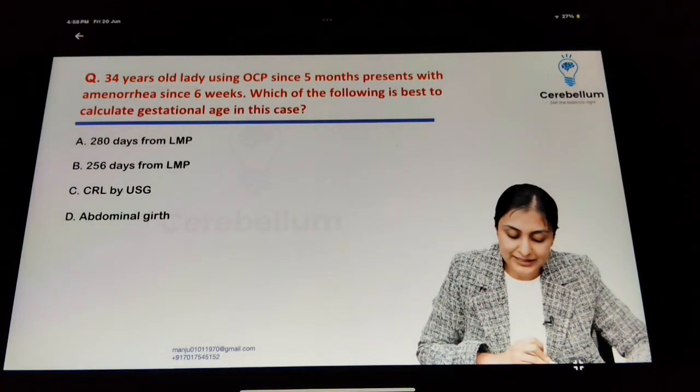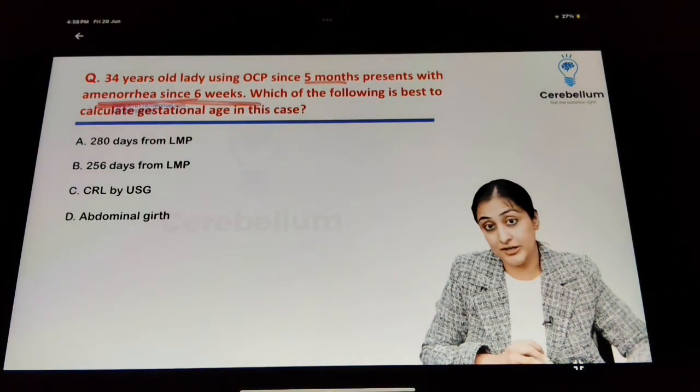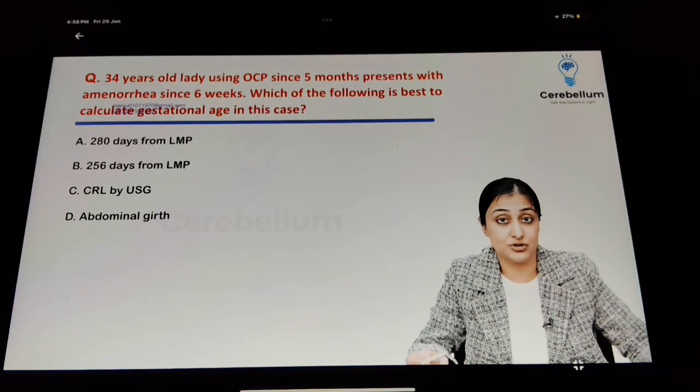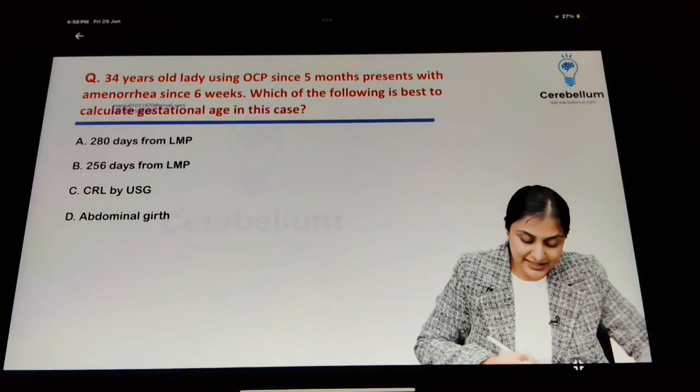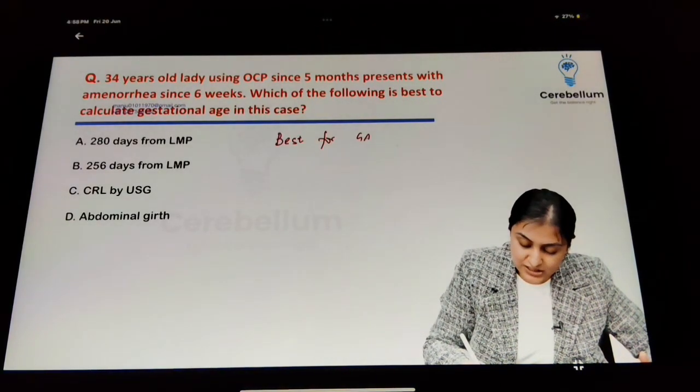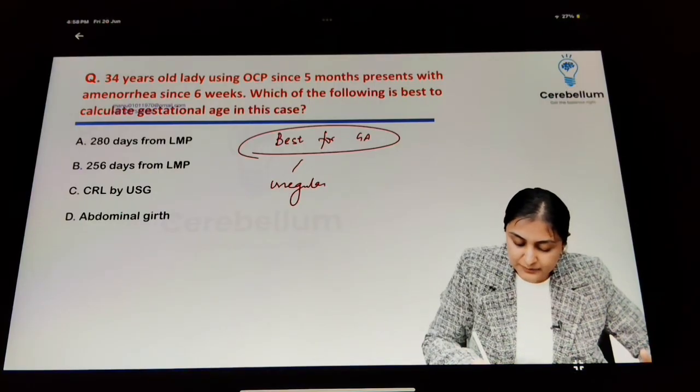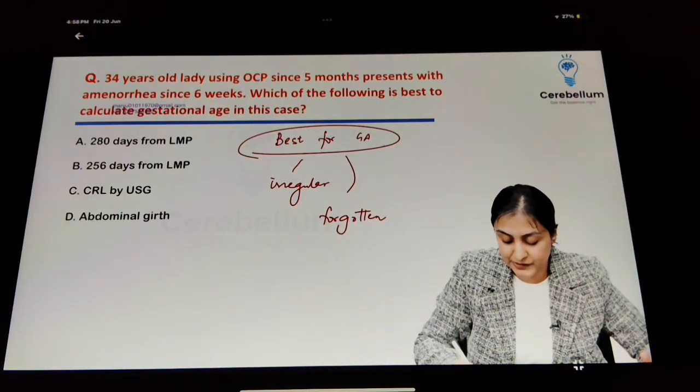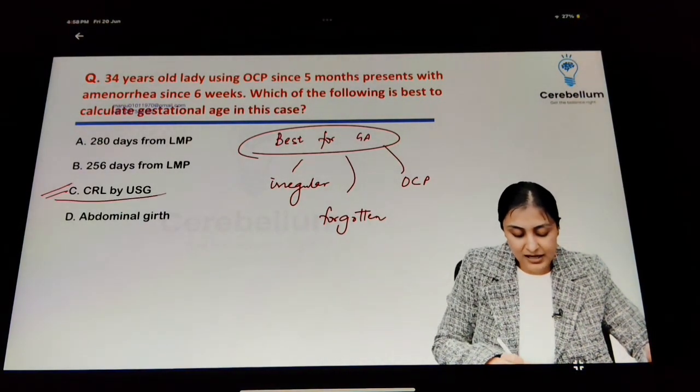Next, 34-year-old lady using OCP since 5 months presents with amenorrhea. Now she was on OCPs. There is no last menstrual period in this case. So what is the gestational age? So you want to remember the best for gestational age, particularly in females who have irregular periods, who have forgotten their last menstrual period or are on OCP, is going to be the crown rump length.